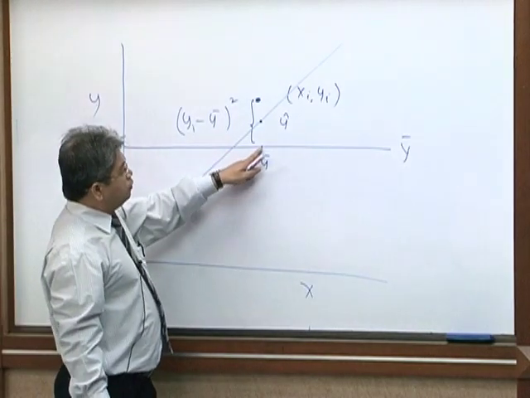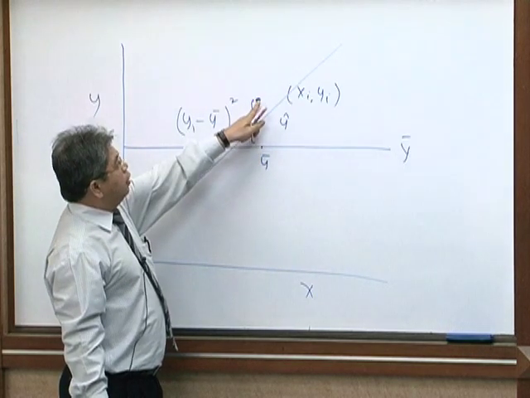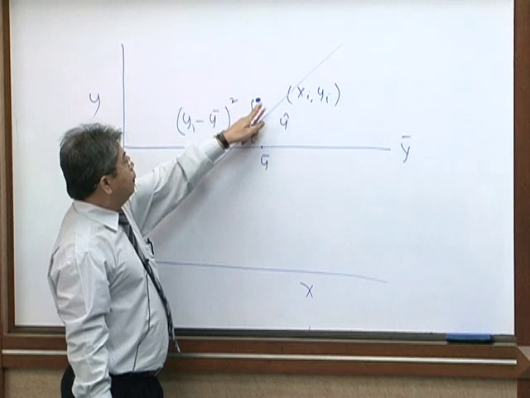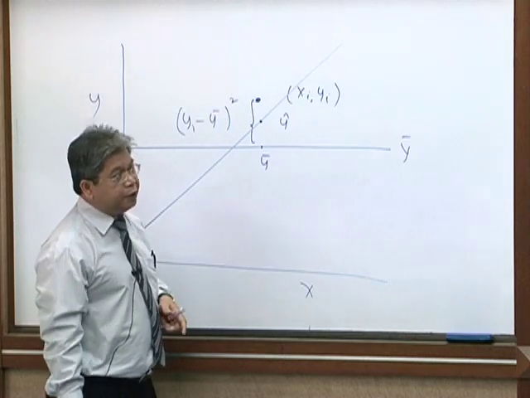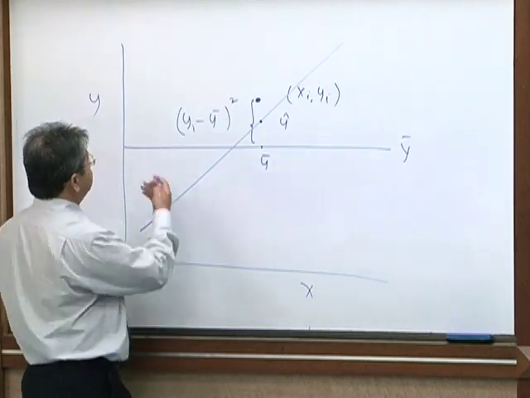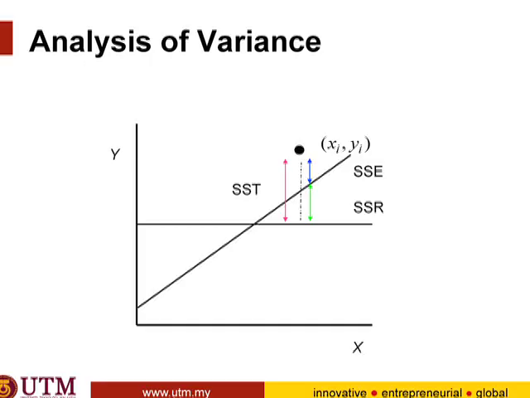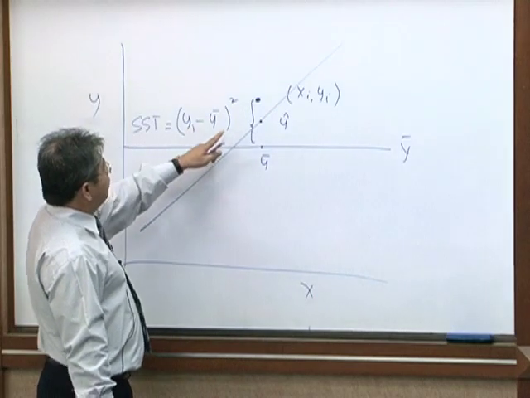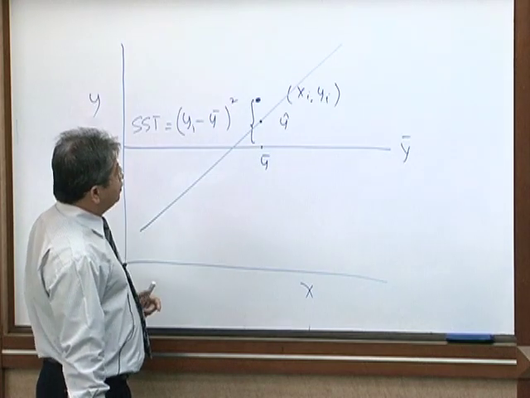This is y hat, this is y bar. Y bar is the average value, y hat is the value of y exactly on the line, and this is the observed value yi. The difference between y and y bar is the total variance. So this is total variance, SST, given by y minus y bar squared.